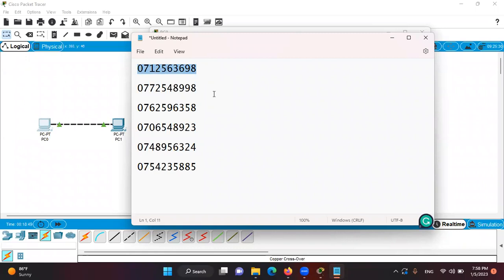Mobitel. Yes, that's Mobitel, right? Again, this one. Mobitel. Second Mobitel, right? And this one, Airtel.